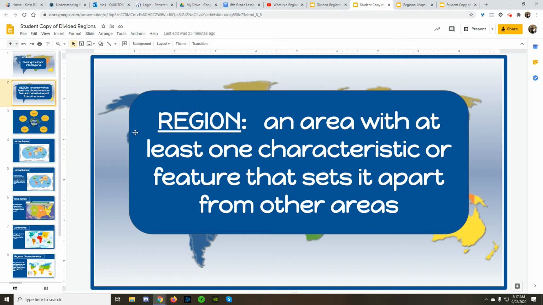We're talking about regions. Now, remember that yesterday we talked about place, definitely one of the Mr. Help, right? For movement and regions and human environment interaction and location and then place. We talked about place and how to describe a place. That's what makes a place unique, those human and those physical geographic features or characteristics. Now we're looking at a region, which is a larger area. So a place is kind of like getting inside of a region, you will find a place. The region is an area with at least one characteristic or feature that sets it apart from others.